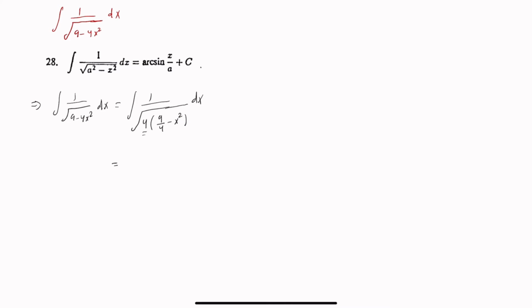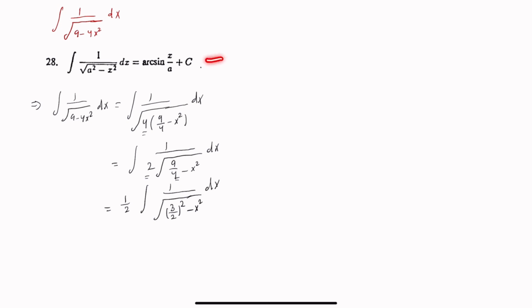This is going to be equal to 1 over 2 times the square root of 9 over 4 minus x squared dx. Now also I can pull this 2 out of the integral, so it's going to be 1 over 2. Then we have the integral of 1 over square root of, and then I'm going to write this as a square, so we have 3 over 2 squared, minus x squared dx.